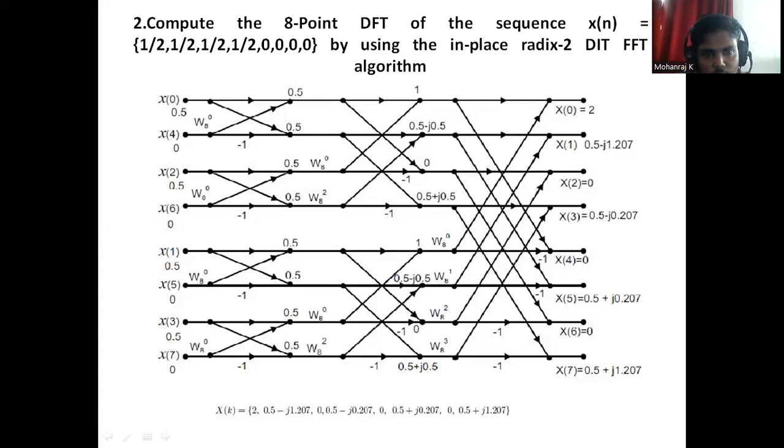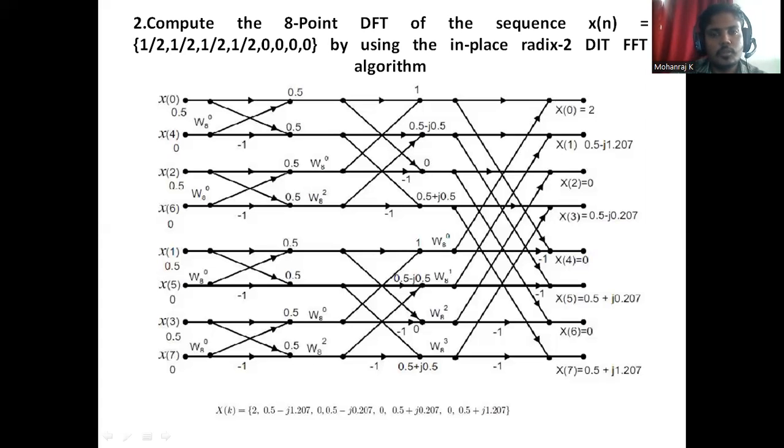This is the first stage answer: 0.5, 0.5, 0.5, 0.5, 0.5, 0.5, 0.5, 0.5. So we get the answer here. Next we get the answer for the second stage.